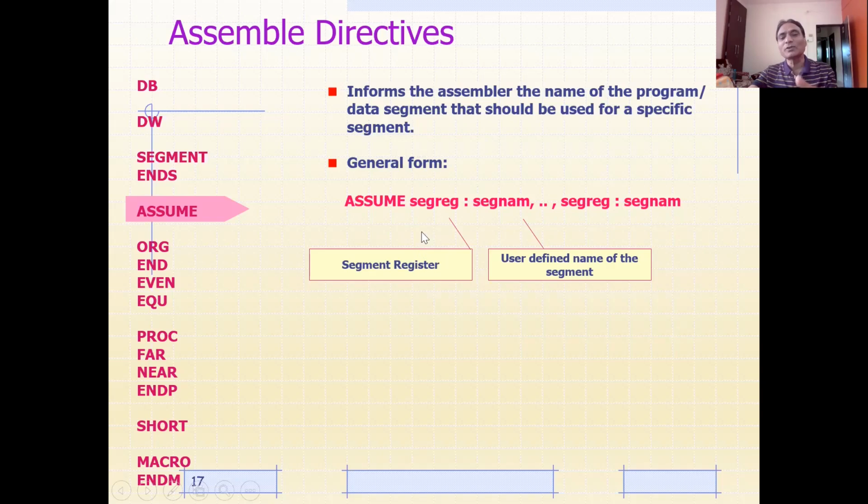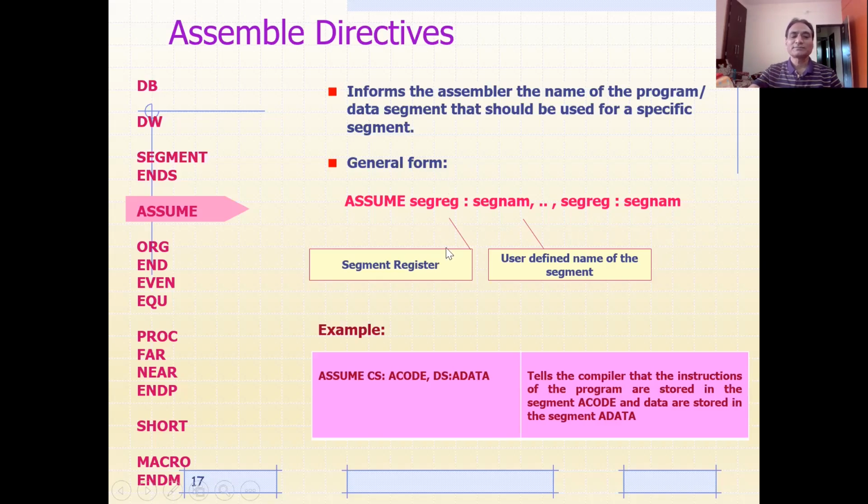Instead of CODE, as I mentioned earlier, you can write ASSUME CS:Aurangabad, DS:Jalna. It means Jalna would be considered the logical name for the data segment, and Aurangabad the logical name for the code segment. You can see here ASSUME CS:ACODE, DS:ADATA. So ACODE is the logical name of the code segment, and ADATA is the logical name of the data segment. You can write any name, ACODE, BCODE, CCODE, whatever, and that is going to be the name of your code segment.